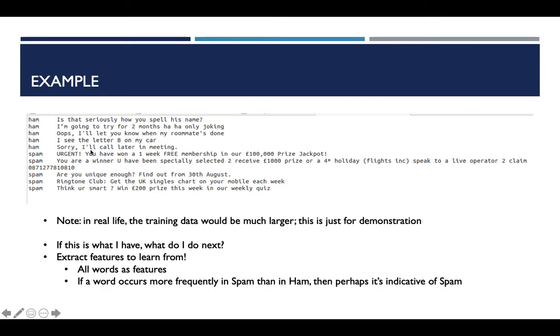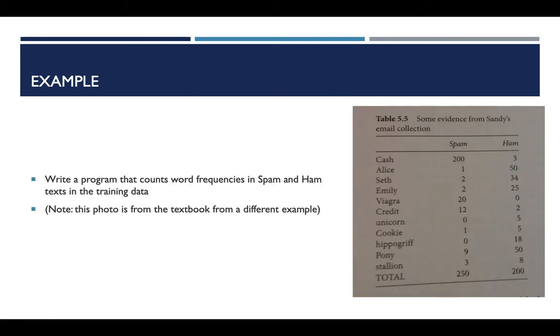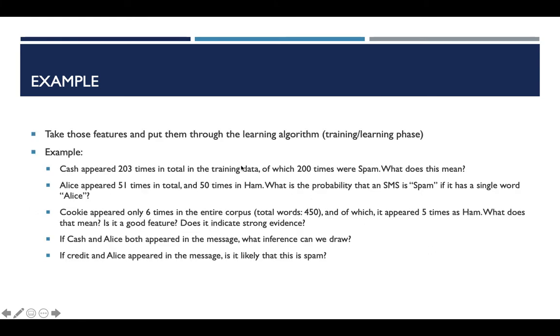So if we've got ham and spam messages, we're going to take a count of all the different words and see which one is more frequent. So switching to a different example, this is from a different email collection. We got words like cash appeared in many of the spam emails, also in a few of the ham emails, whereas the word Alice only showed up in one spam email, 50 of the ham emails. So we can write a program that counts all these word frequencies and try to figure out which emails are spam and which ones are ham based on which words show up. I think this is actually from the textbook.